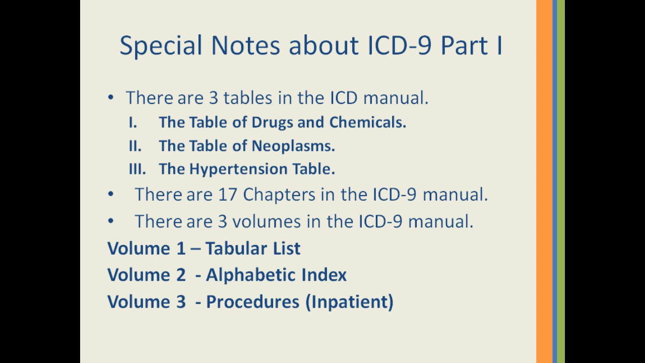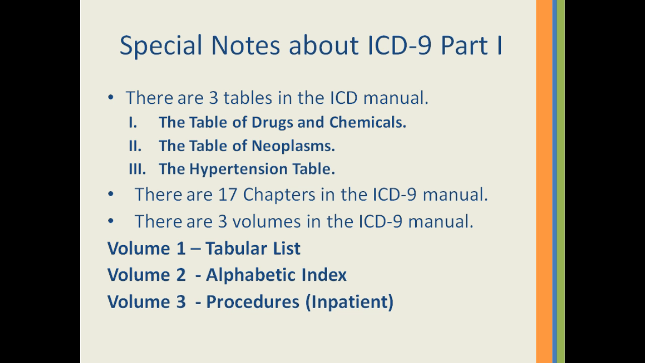Here are special notes that I would like for you to take heed or take note of. There are 3 tables in your ICD-9 manual. You have the table of drugs and chemicals, which start on page 523. You have the table of neoplasms and the hypertension table. Please remember that your table of drugs and chemicals contains a classification of drugs or chemicals that identify poisonings in the state and the external cause of the adverse effects.